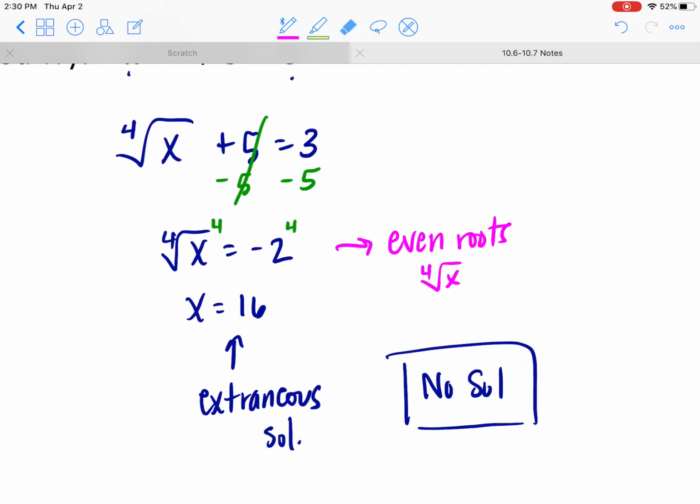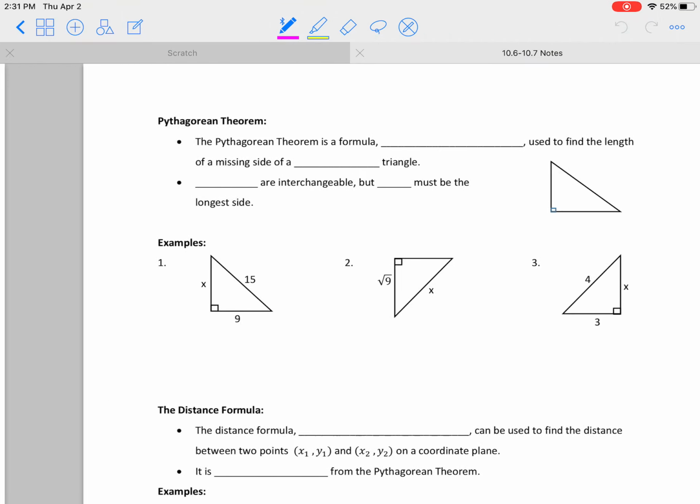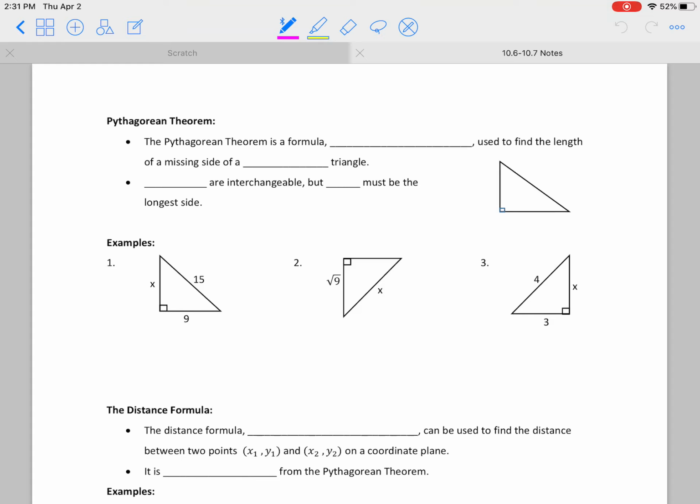And again, if you recognize right here that even roots, 4th roots included, can't be negative. Okay, if you recognize it right there and you wanted to stop and say this isn't going to have a solution, totally fine. If you continue, you just got to make sure you verify because there's no way that 16 is going to work. Okay, so there's that. Solving radical equations. I know I went fast, but you can pause and rewind and watch again and slow-mo it or whatever you need to do. All right.